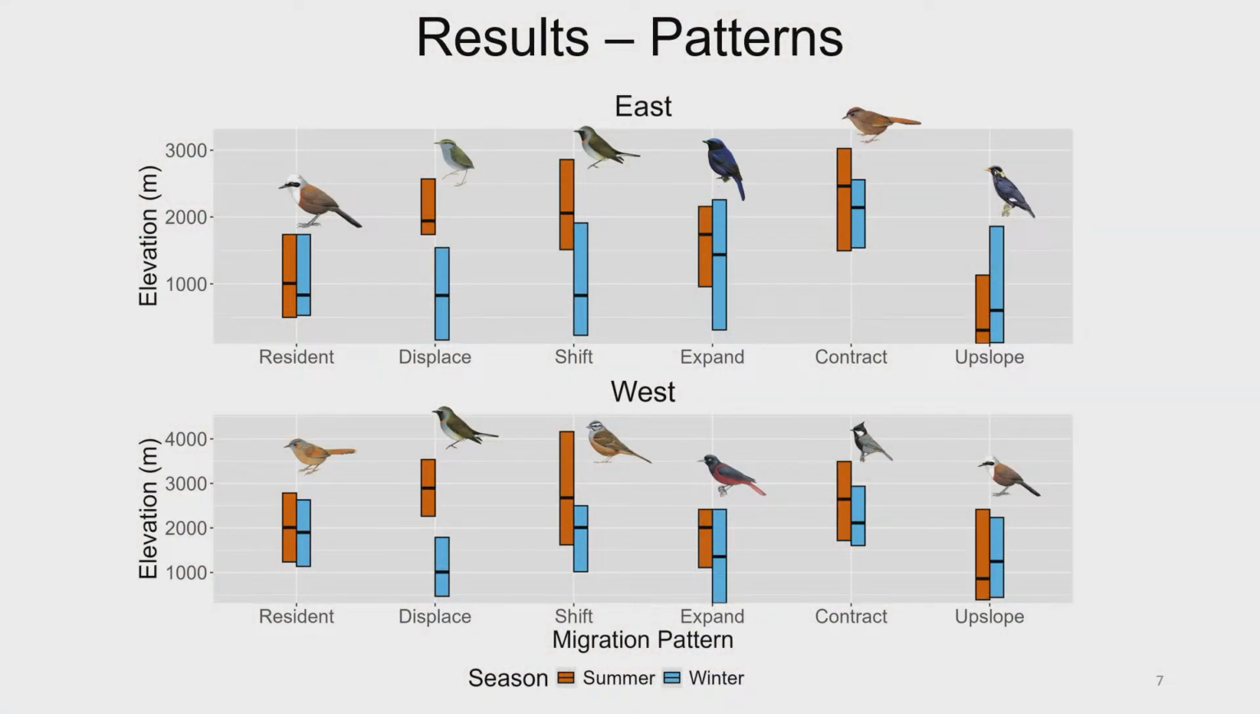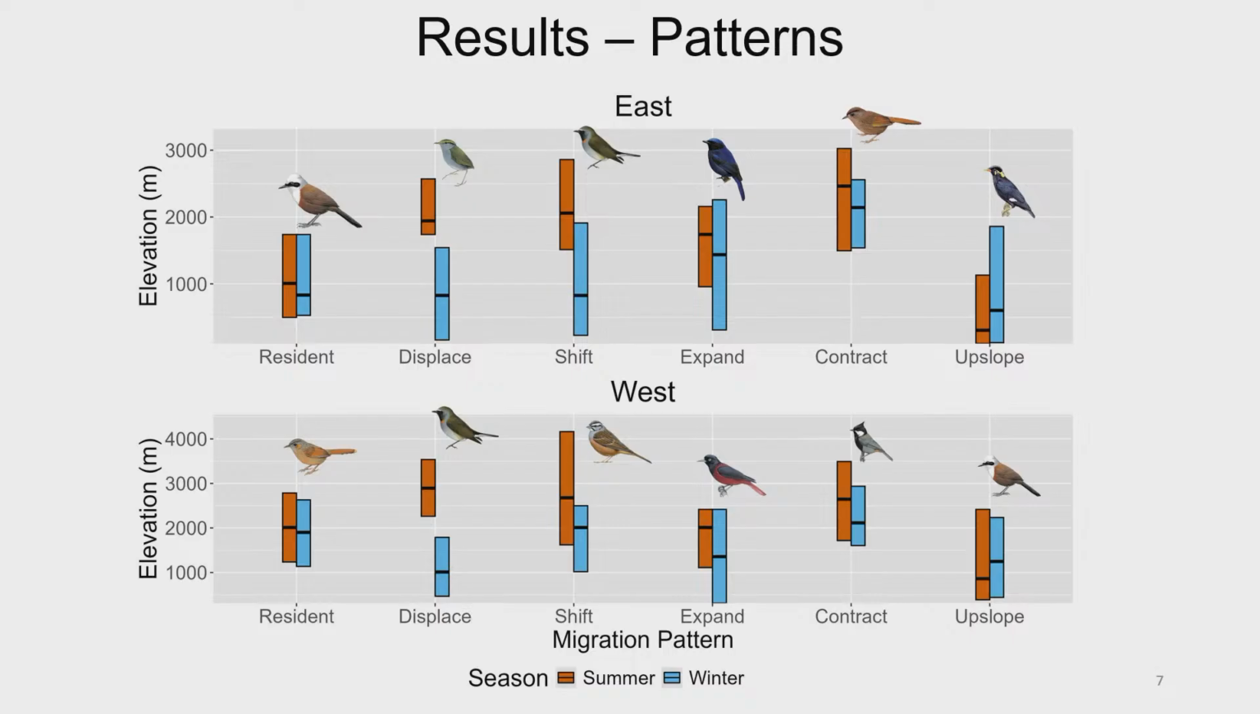So if you look at these graphs over here, I have described 6 different elevational migration patterns, that is on the x-axis, and the ranges are on the y-axis. The red color represents the summer range of the bird, and the blue bar represents the winter range of the bird. As you can see, for residents, the elevational range in the summer and winter is largely the same, and that's what I'm calling residents. These birds don't move so much, and that's why they're called residents.